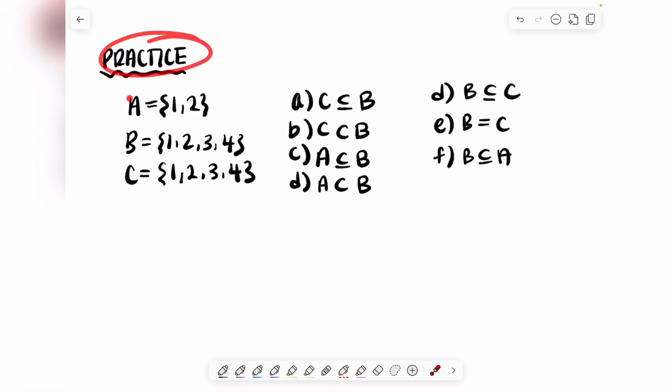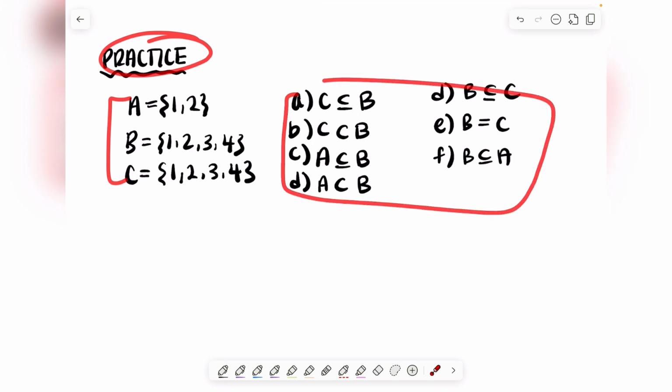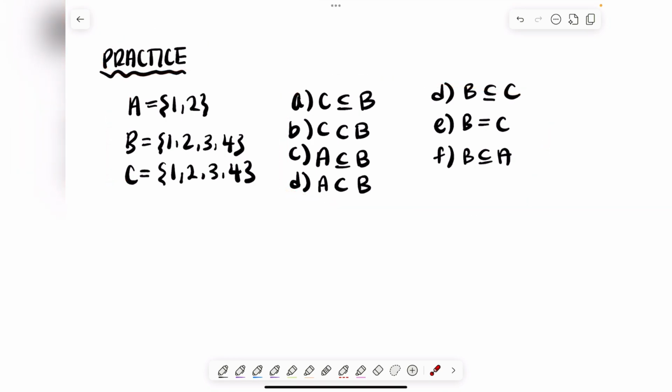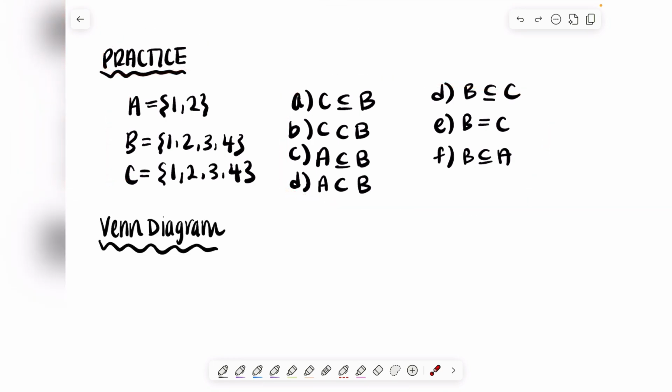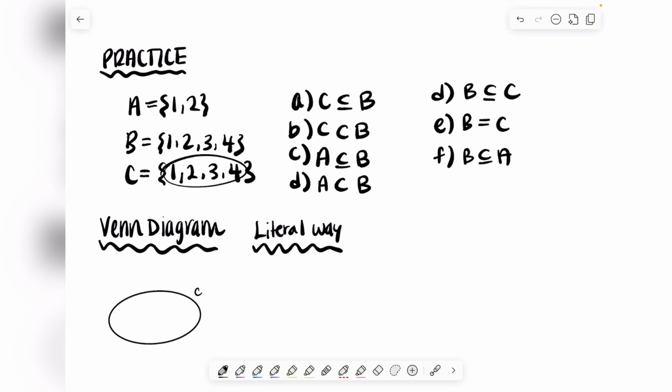So now we're going to practice, given these sets, answering the following questions with true or false. So we can do this two ways, either visually with a Venn diagram or the literal way, which we'll talk about after. So with the Venn diagram, you just draw your sets. I always like to start from the bigger sets and then go to the smaller ones. So set C we can represent by drawing a circle in space and labeling it C and just put all of the elements of C inside.